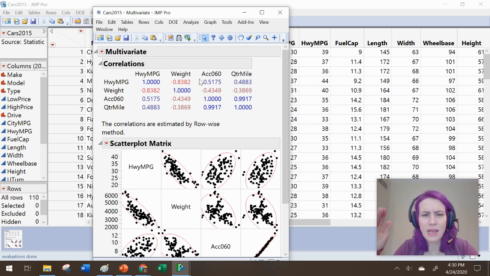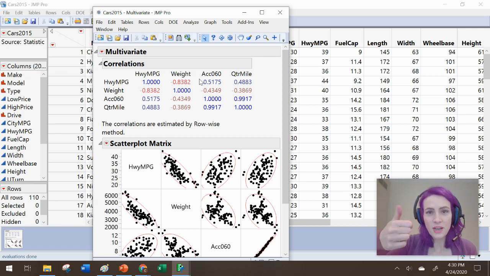Now, does that make sense? Someone driving a Hummer, a big, massive, heavy vehicle, is probably going to get worse gas mileage than someone driving a Toyota Civic or Toyota Corolla, something like that. So as the weight goes up, it makes sense that the fuel economy would go down. So a negative correlation makes sense there.